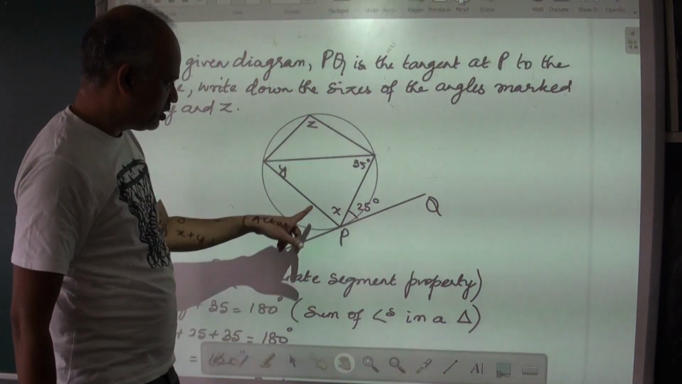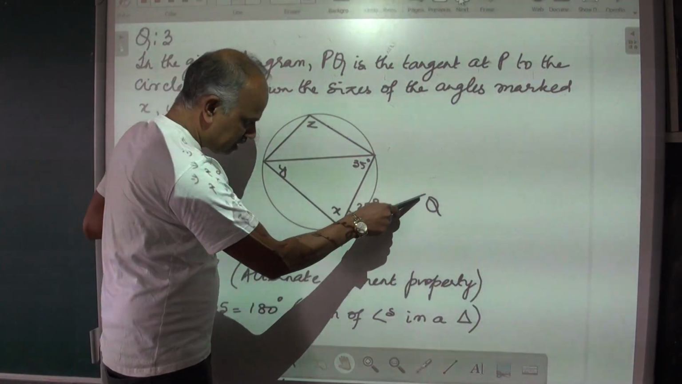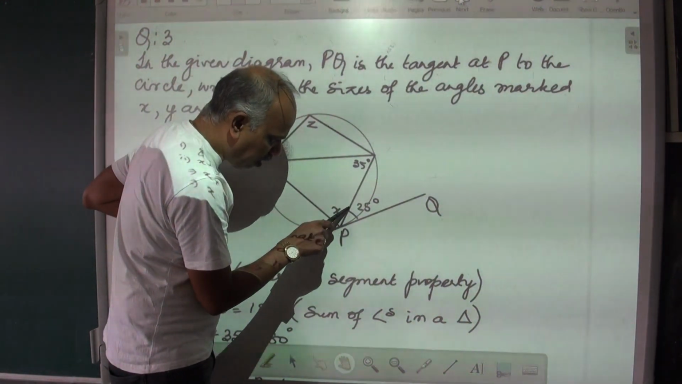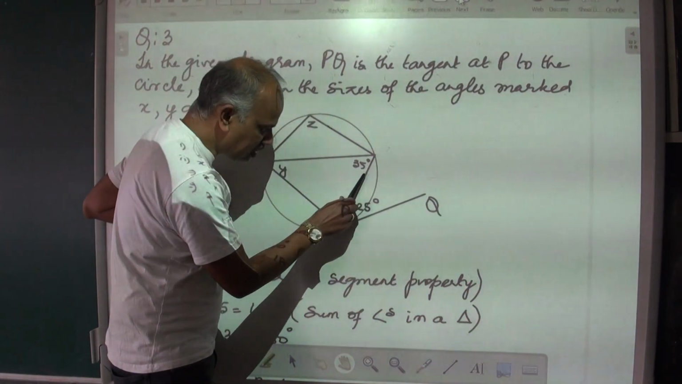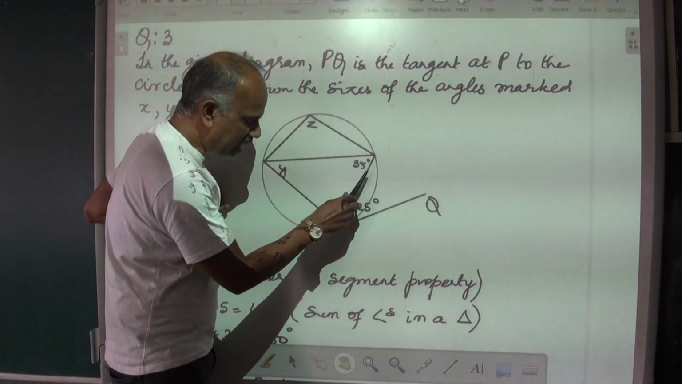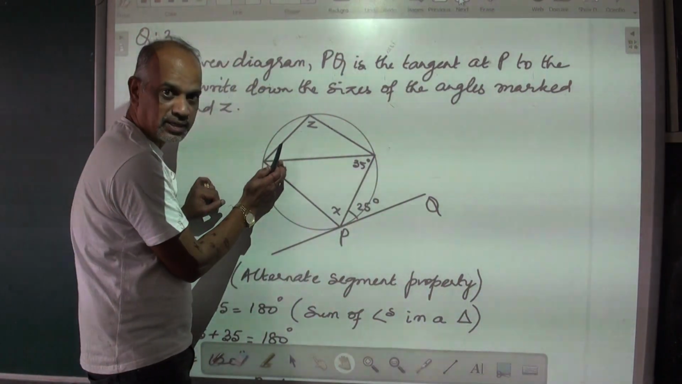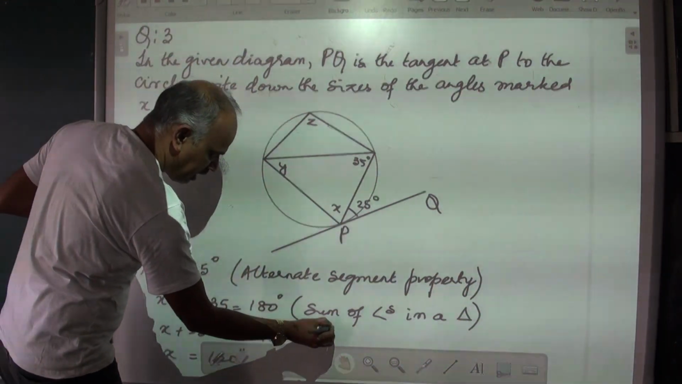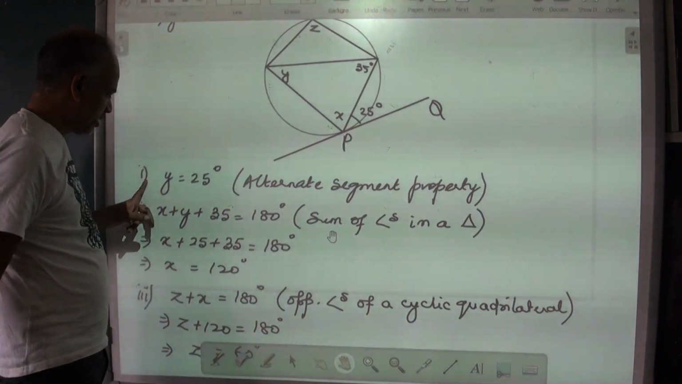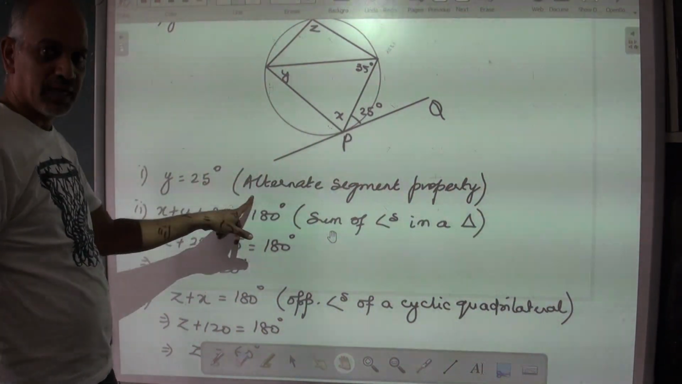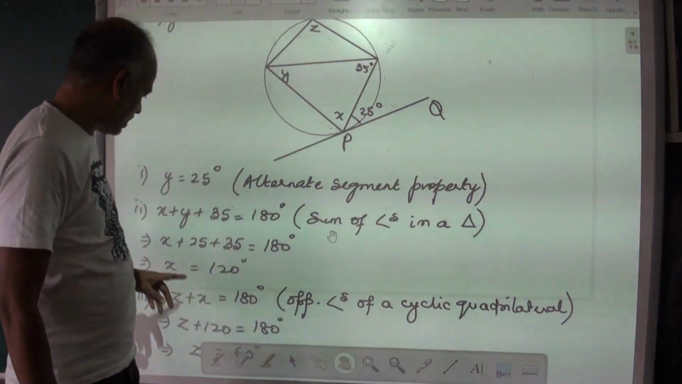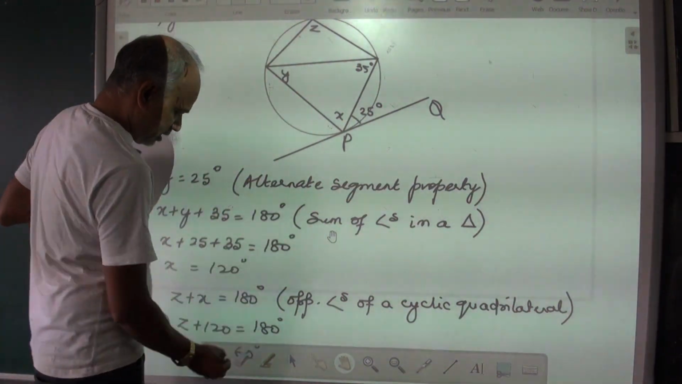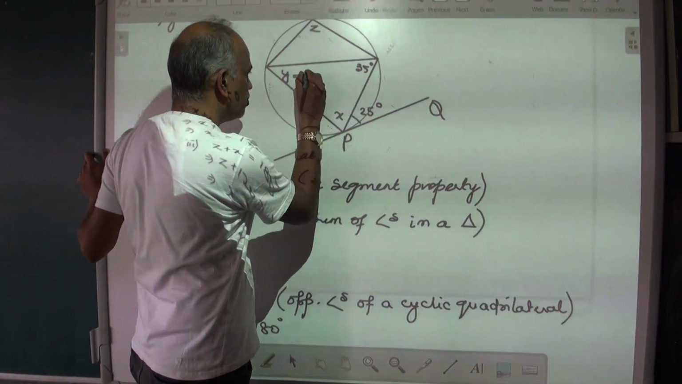The possibility is you can find y. Look at this. This is the tangent, this is the chord, and this is the angle between chord and the tangent. The angle between the chord and the tangent must be equal to the angle made by the same chord in its alternate segment, that is y. So y must be equal to 25. So our first step is y is equal to 25, reason alternate segment property. Second one, we are going to find x. You found y. Y was 25, so this is 25.